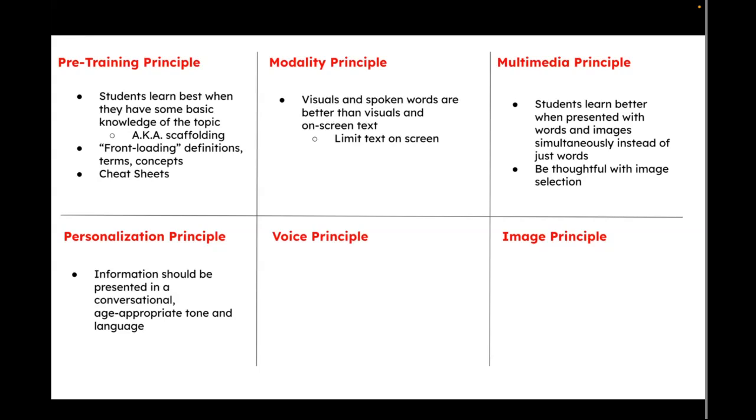Personalization. Information should be presented in a conversational, age-appropriate tone and language. This is also an accessibility factor. We are all very smart people. We're in academia, but we don't need to continually use language to our students that they might have a difficult time understanding. It's no different in your presentations as well. When you are recording a screencast for them, or you are demonstrating how to do something, aim for a conversational, age-appropriate tone and language.